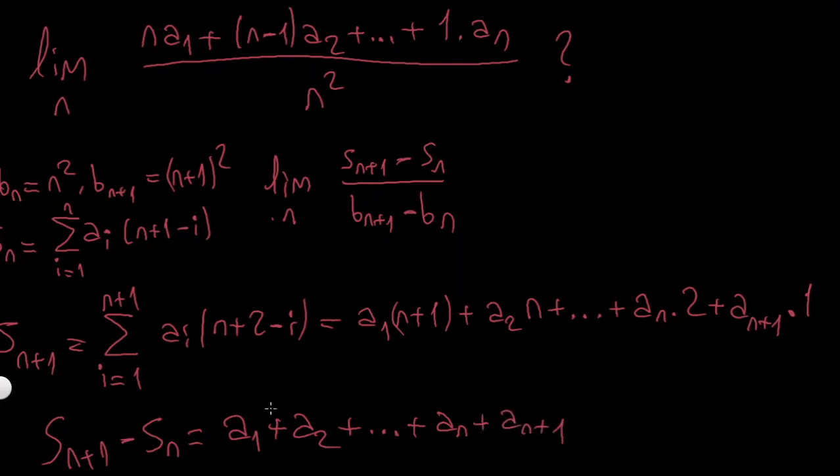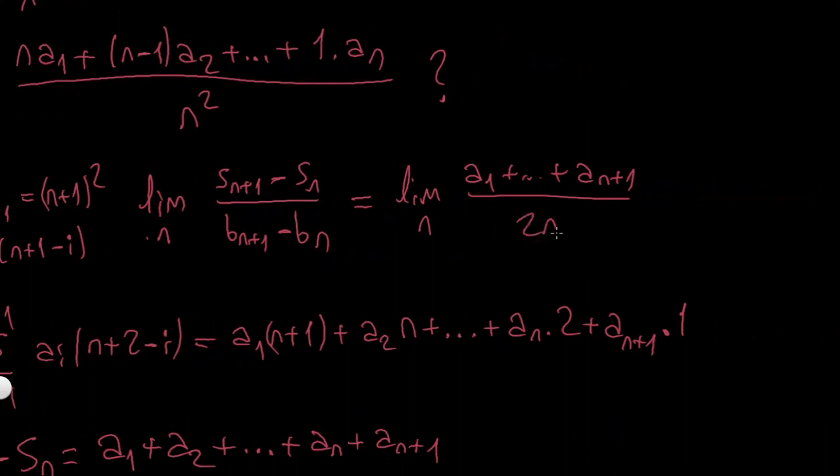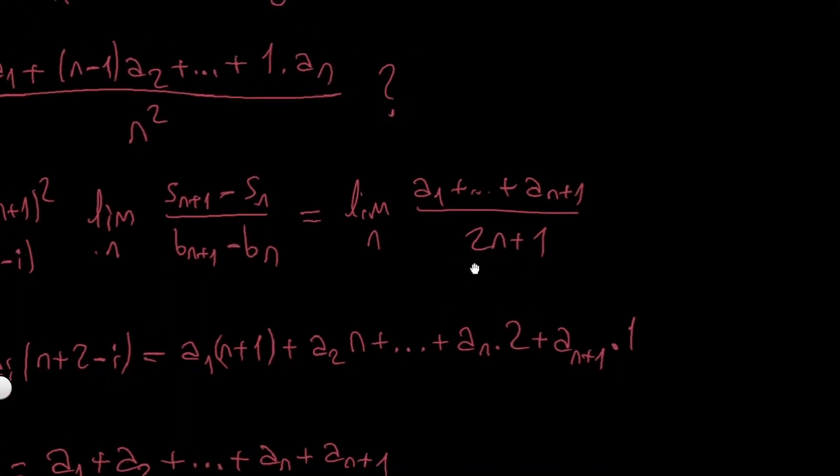Okay, cool. So I found Sn plus 1 minus Sn, so the limit as n goes to infinity is a1 up to a n plus 1, over Bn plus 1 minus Bn, so n plus 1 squared minus n squared is just going to be 2n plus 1 if you open that. And now I have a kind of similar problem, but it's much simpler. I can do this Stolz theorem again. 2n plus 1 is increasing and it's going to infinity.